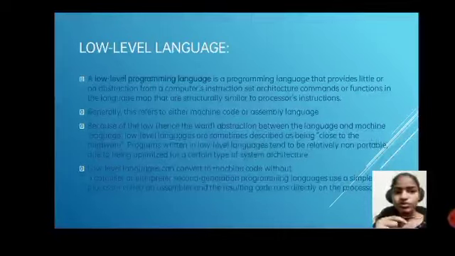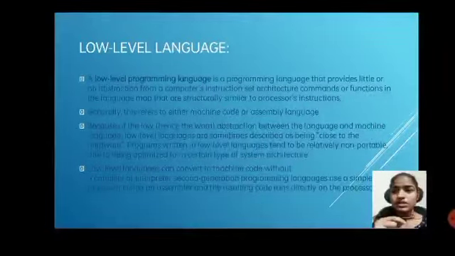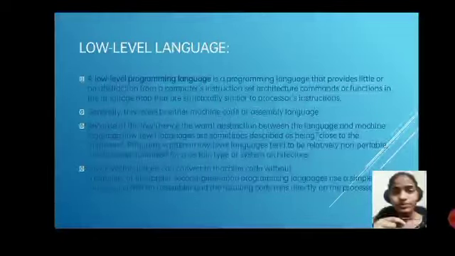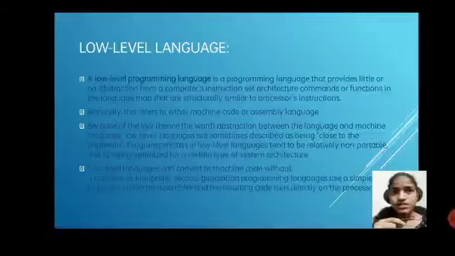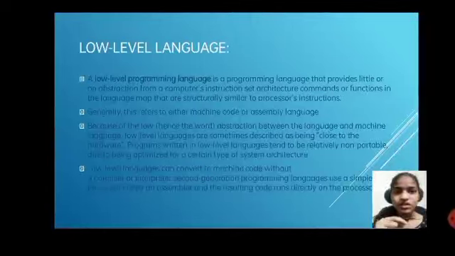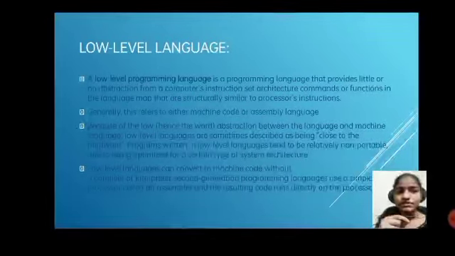Because of the low abstraction between the language and machine language, low level languages are sometimes described as being close to the hardware. As I said before, high level languages are human readable, human writable, and human understandable, but low level language is not. It is mostly close to the hardware. It cannot be understood by humans. Programs written in low level language tend to be relatively non-portable due to being optimized for a certain type of system architecture.